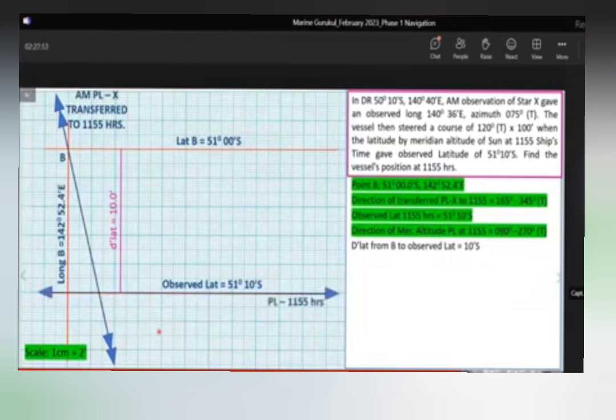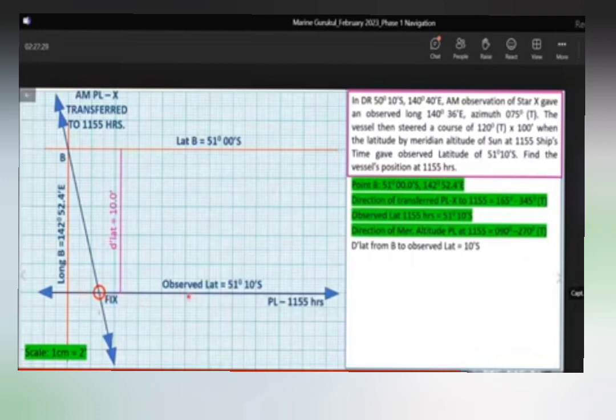You all know about it, being a celestial PL represented by a single arrow at each end. Now both these PLs are for the same time, so obviously now you know the procedure. This will be the fix of the vessel at 11:55. Latitude is directly available on the plot.